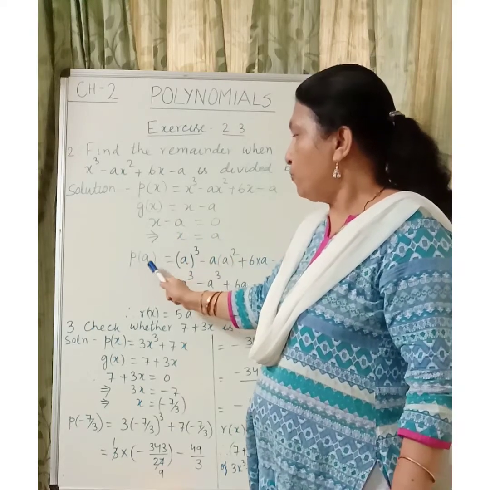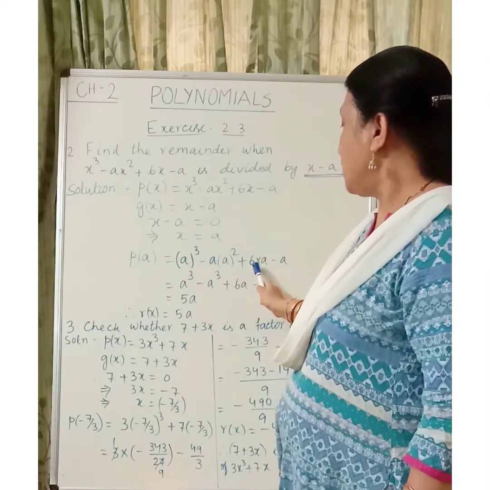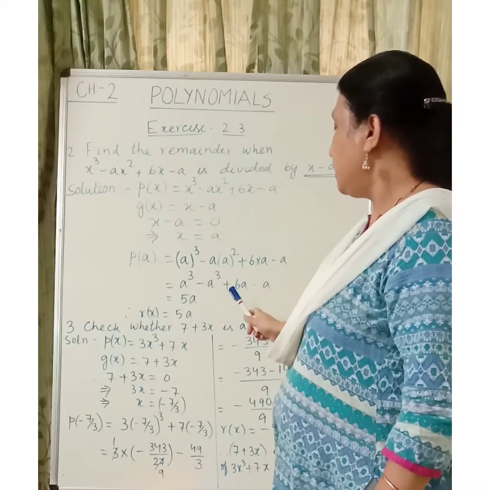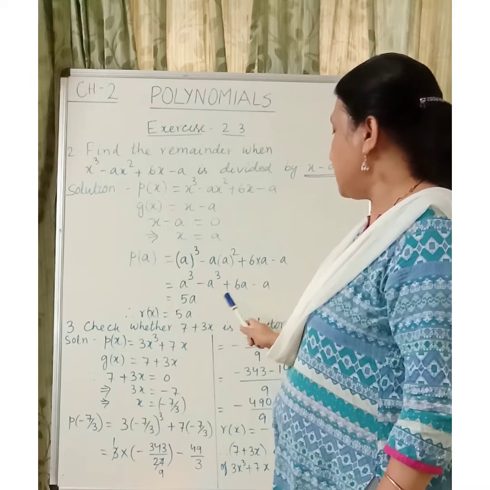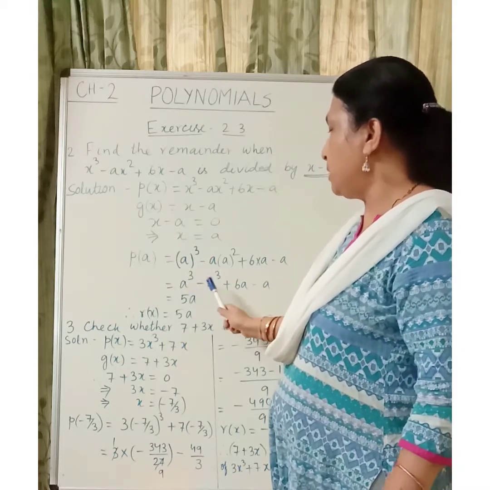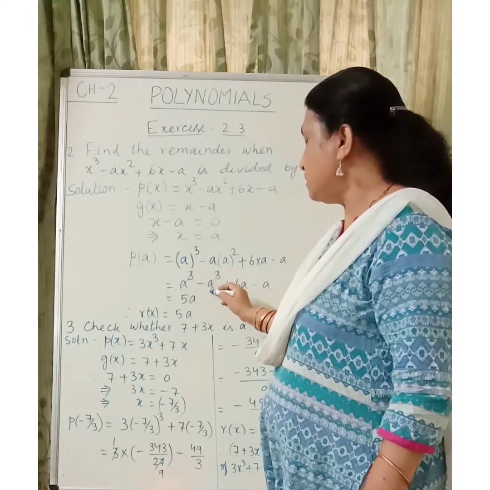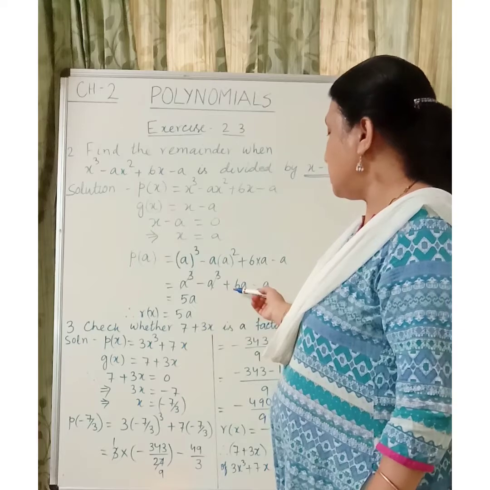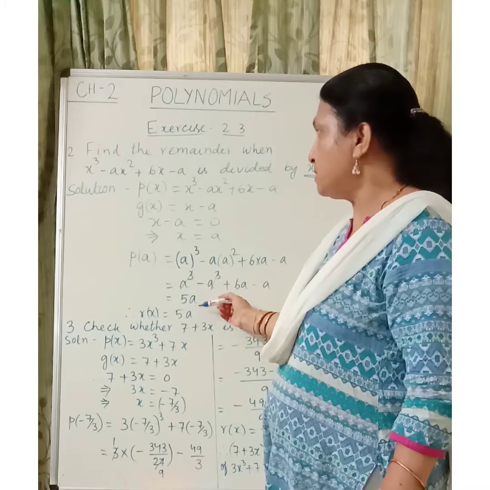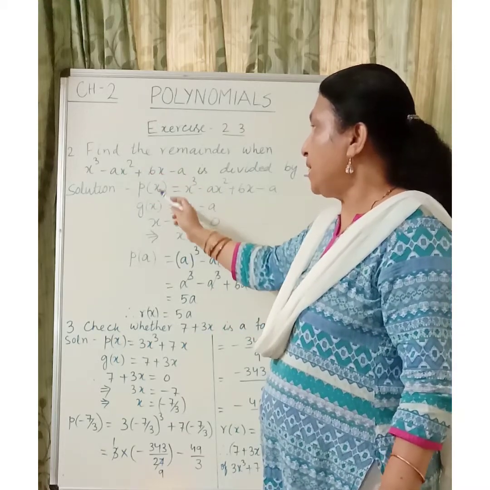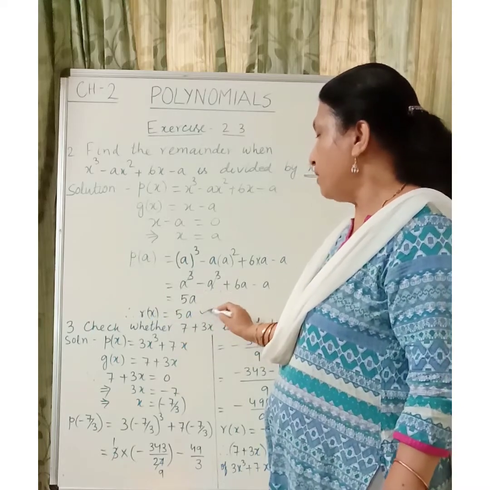Now p(a) is equal to a cube minus a into a square plus 6 into a minus a, which becomes a cube minus a cube plus 6a minus a. a cube minus a cube becomes 0, as plus and minus of the same value cancel, so plus 6a minus a is equal to 5a. So what is the remainder for this? After dividing p(x) by g(x), we are getting the remainder r(x) is equal to 5a.